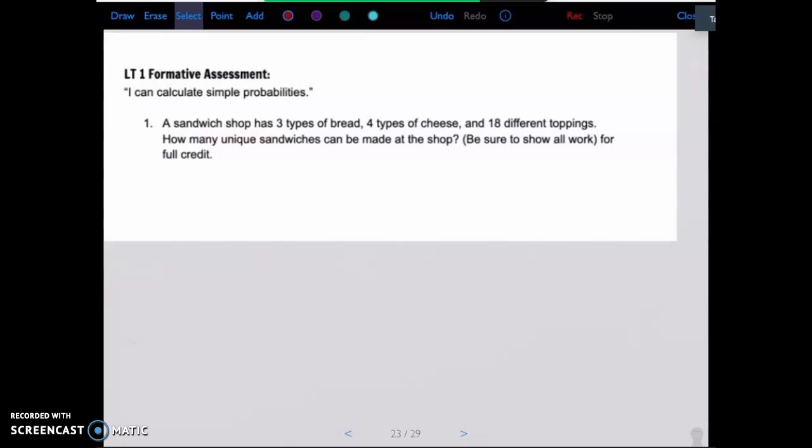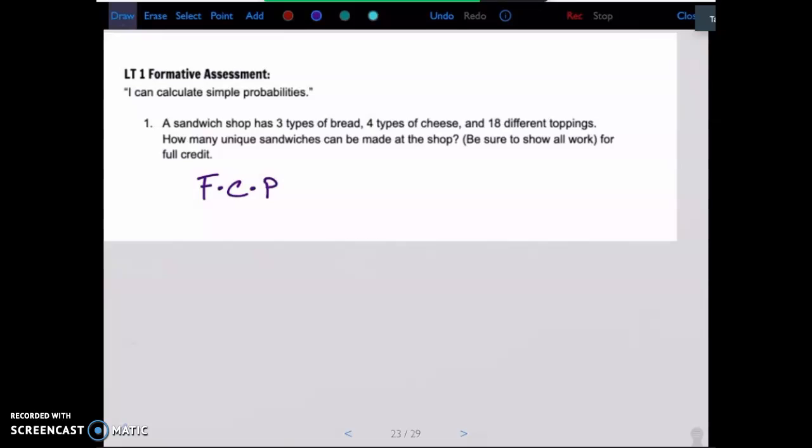A sandwich shop has 3 types of bread, 4 types of cheese, and 18 different toppings. How many unique sandwiches can be made in the shop? Be sure you show how it works. So for this one, we're going to use something called the fundamental counting principle.